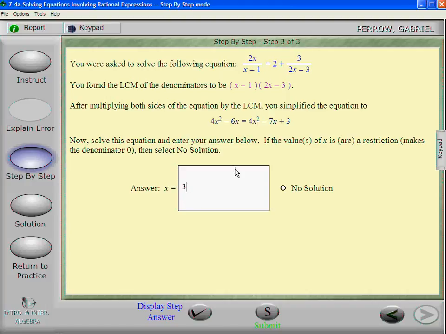If 3 had been a restriction, like if this were x minus 3 on the bottom, that would have meant that 3 would have been a restriction. I would have had to cancel this answer and say no solution, but it does work.